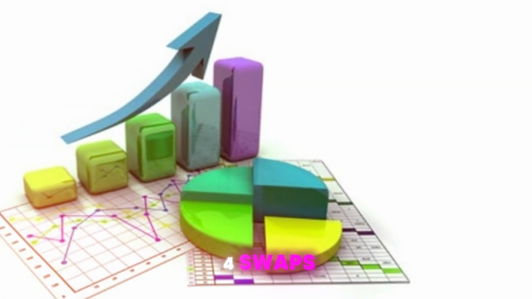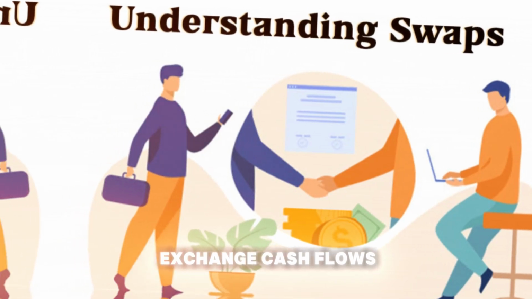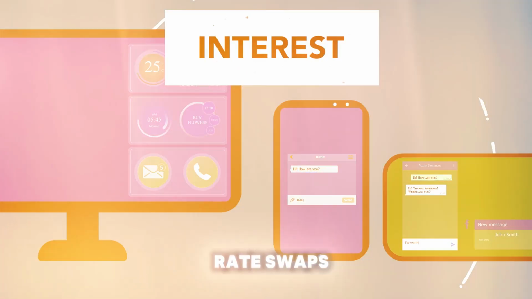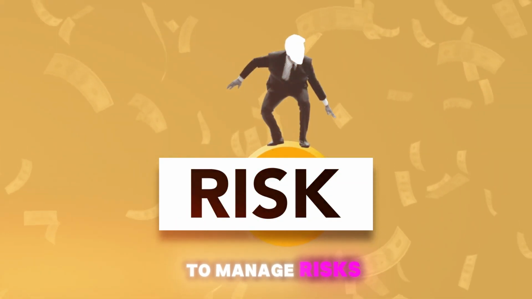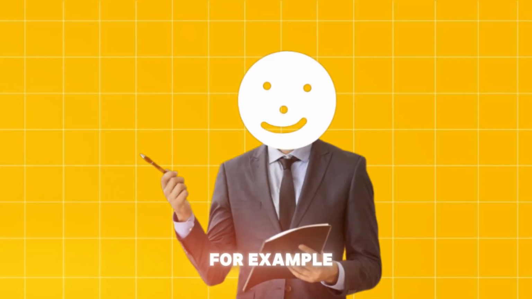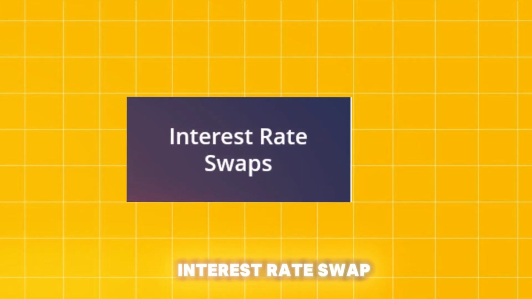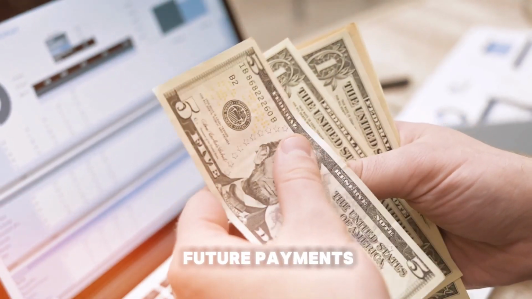4. Swaps. Swaps are agreements between two parties to exchange cash flows or financial instruments. The most common types are interest rate swaps and currency swaps, used primarily by institutions to manage risks associated with changes in interest rates or currency values. For example, a company with a loan at a variable interest rate might use an interest rate swap to exchange it for a fixed rate, reducing uncertainty in future payments.